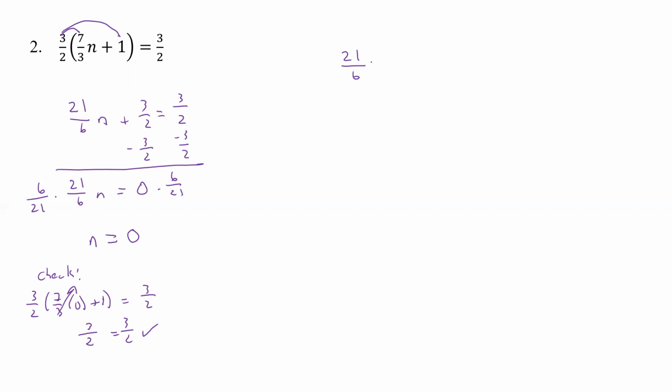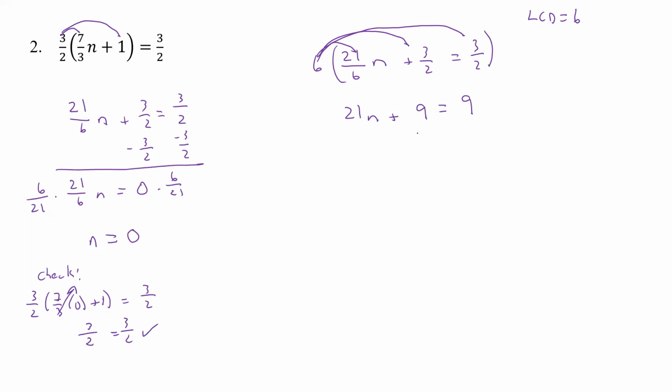Now, if we do this the other way, we start with the same thing after we've distributed: 21/6 times n plus 3/2 equals 3/2. Now we have to multiply by the LCD. Well, 6 is 2 times 3. That's a 2, that's a 2. So it looks like our LCD has to be 6. So now I'm going to distribute 6 throughout here. So when I do that, I get 21n plus, now 2 goes in here 3 times 3 is 9. And so that equals 9 as well.